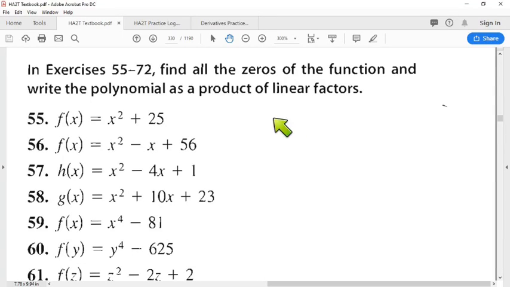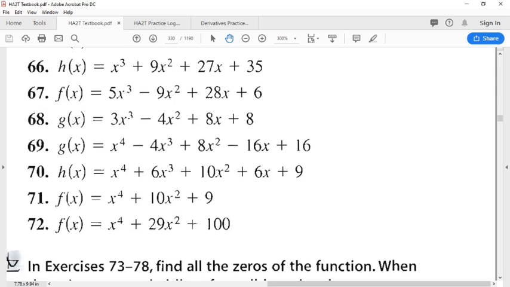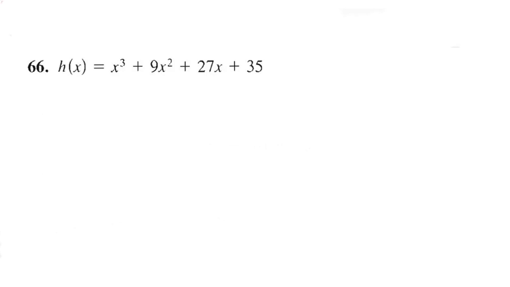For number 66, we are given a factor and asked to write the polynomial as a product of linear factors. So let's get on with this. All right, so we're going to put P over Q here. P over Q is what the book likes to use for possible rational zeros.